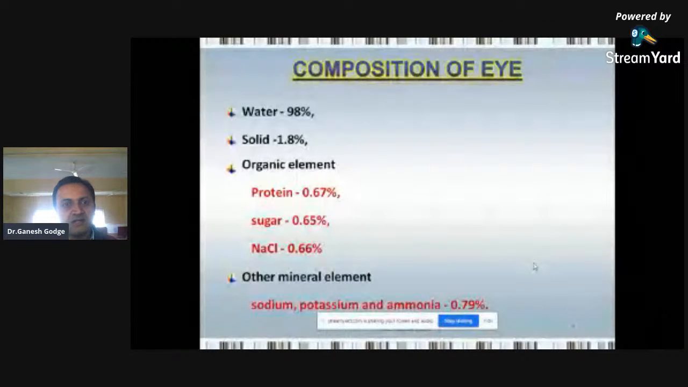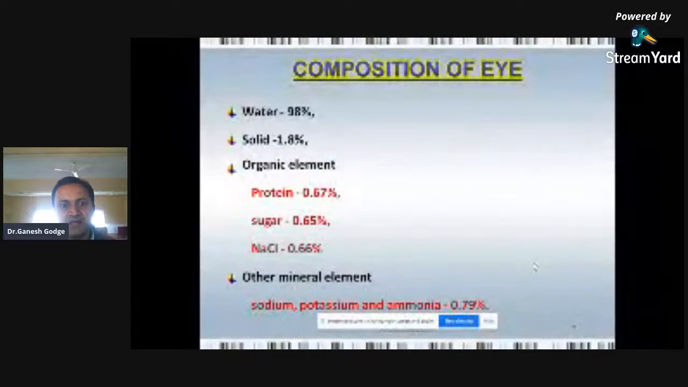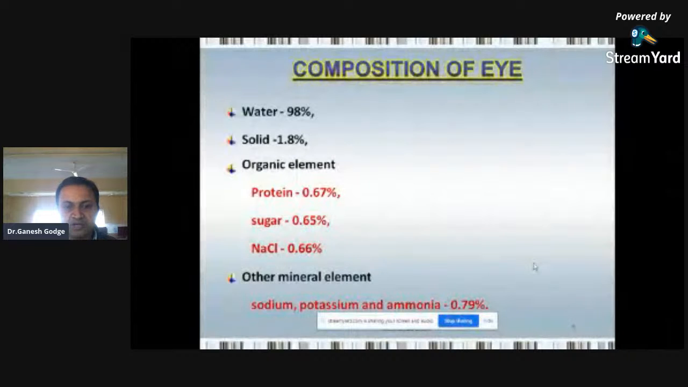Now, in short, let us have a brief look at the anatomy and physiology of the eye. The composition of the eye is basically 98% water, solids 1.8%, organic elements like protein, sugar, and sodium chloride, and other mineral elements, sodium, potassium, and ammonia, up to 0.79%.